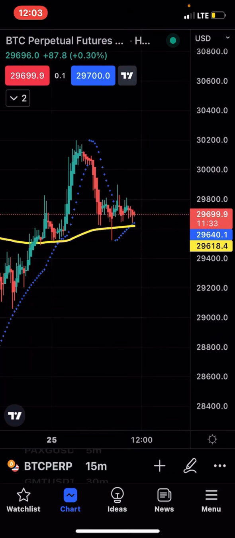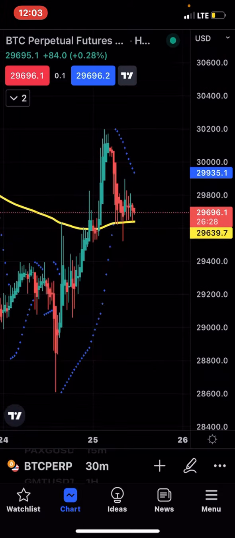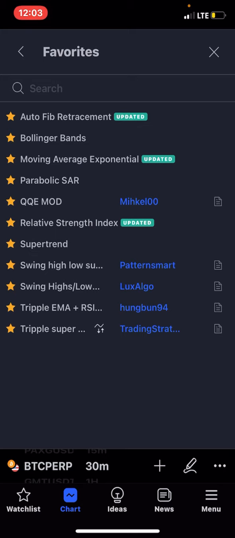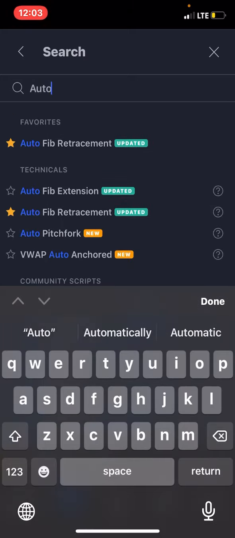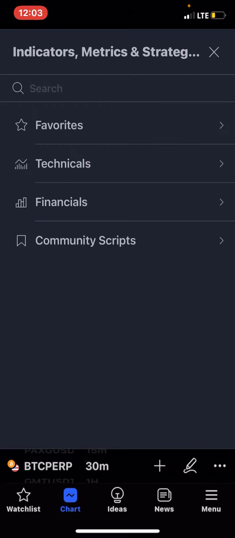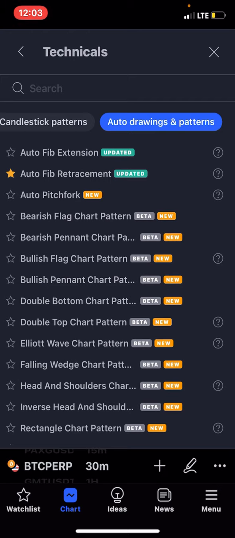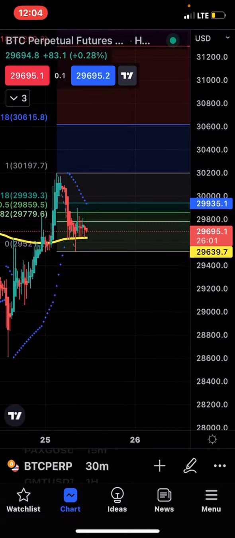So this is the live market. This is where we are right now. Let me say 30 minutes time frame. So what you do is you invite your Fibonacci. See it here. You click on auto Fibonacci retracement. If you cannot find it here, what you do is you click on technicals. Then you see it here, auto charts and patterns. Then you see it, automatic Fibonacci retracement. You click on it, and voila, this is what you get.